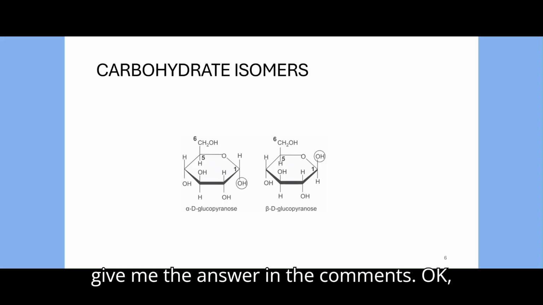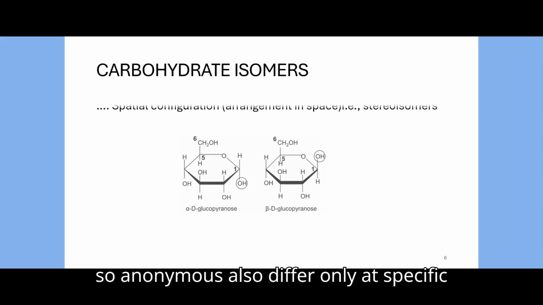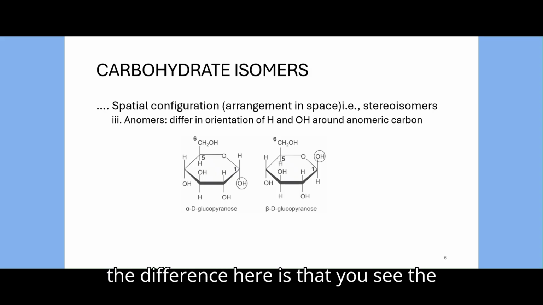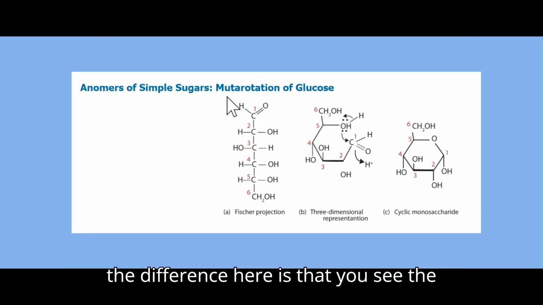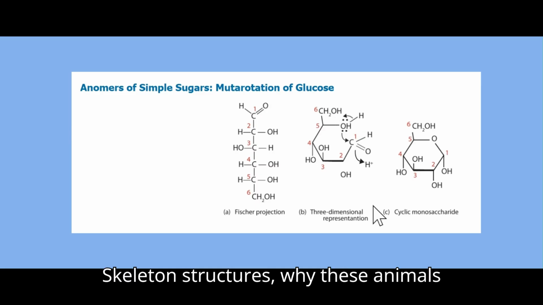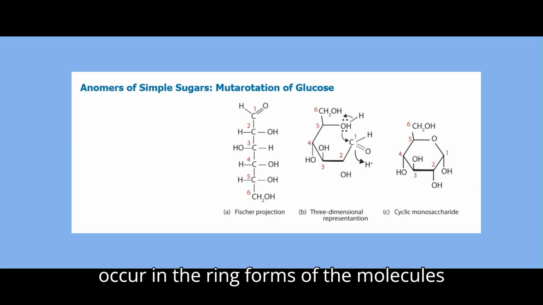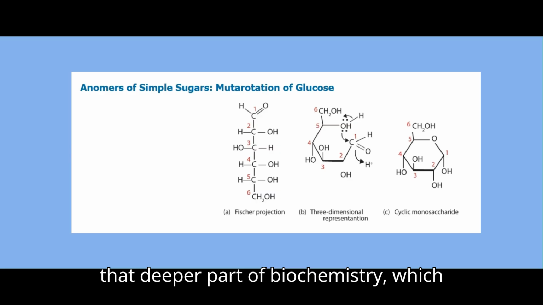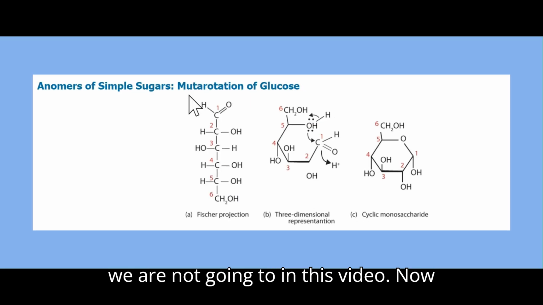Okay, so anomers also differ only at a specific carbon called the anomeric carbon. But the difference here is that the other structures were Fischer configuration structures, those straight skeleton structures, while these anomers occur in the ring forms of the molecules. That's the deeper part of biochemistry, which we are not going into in this video.